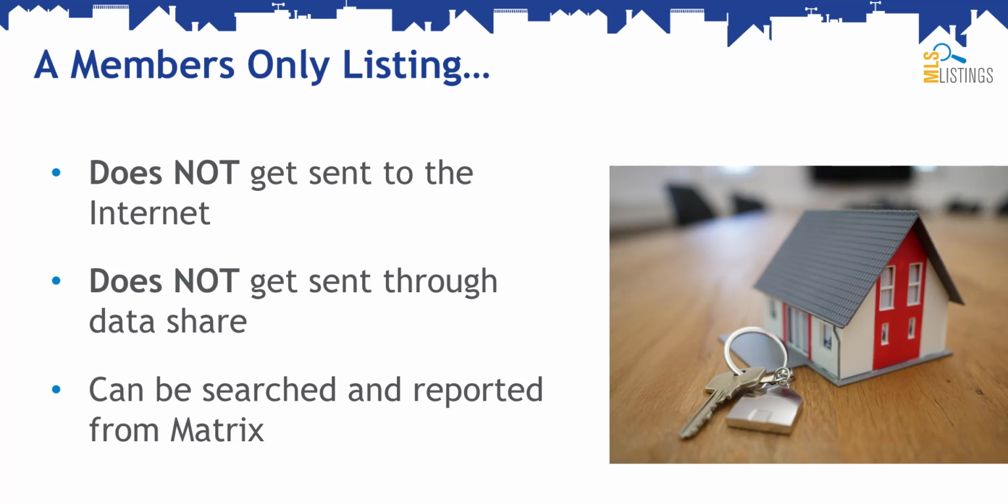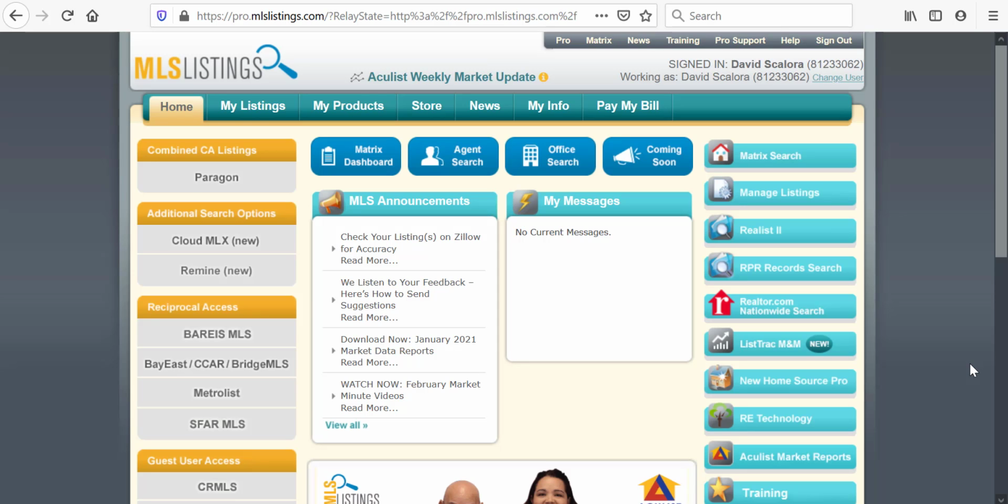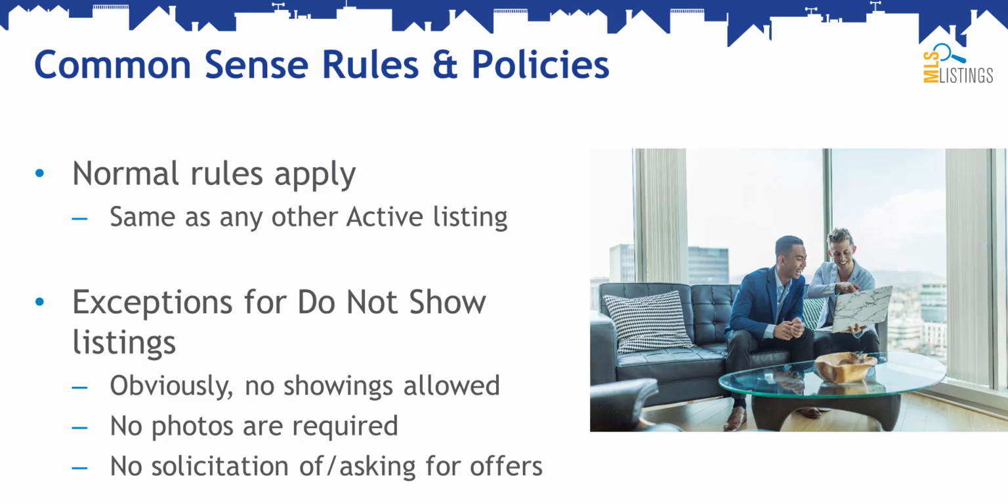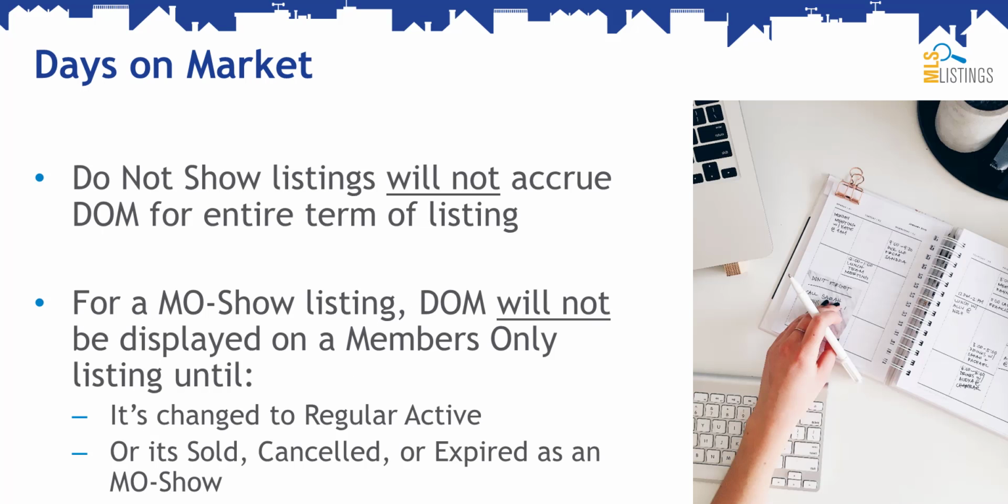There are two types of members-only listings: members-only show and members-only no-show. Members-only show has the same rules as any other active listing. Photos are required as well as showings. Members-only no-show obviously does not require photos, and you cannot show the property or solicit offers. There are no showing restrictions on members-only show listings. Do not show listings will not accrue days on market, while members-only show listings will not display days on market until it's either changed to a regular active listing or it's changed to sold, canceled, or expired.